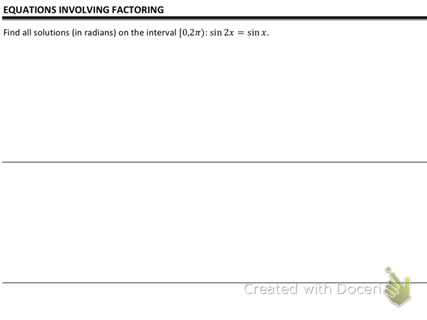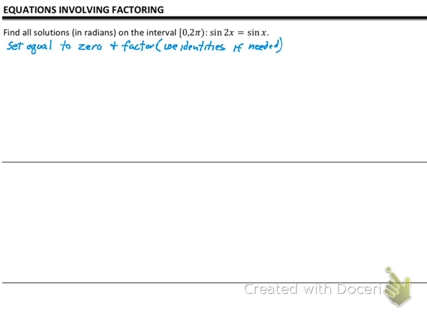So the basic steps to starting this one off, I'll put it in blue, is first of all we're going to set equal to 0 and factor. That's going to be our goal. Now, factoring might not always be possible right off the bat, so we may have to use identities if needed. You won't need to use identities every single time, but especially when you see a double angle, that's going to tell you we're probably going to need to use an identity.